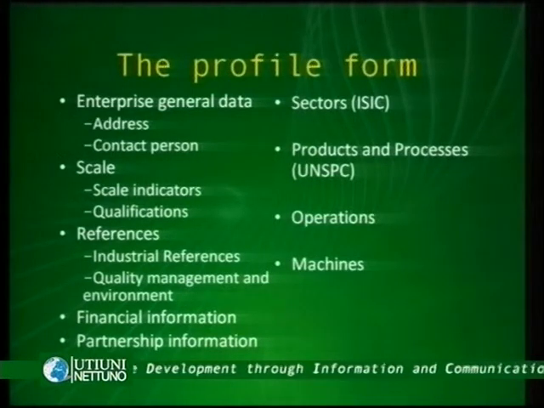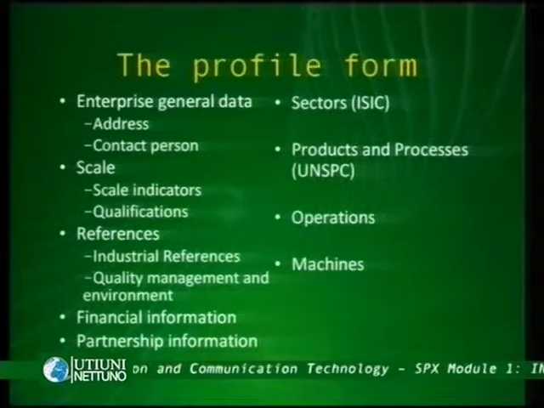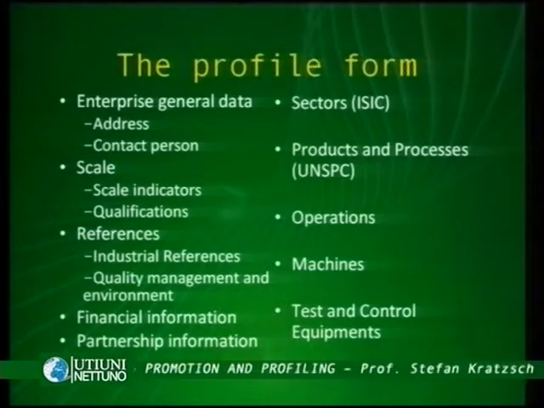Then next item collected in the profile form are the operations. So what kind of machinery does the subcontractor have? What kind of work is being done? What kind of raw materials and which quantity and quality is being used as raw materials is also collected in the profiling form. And then finally, any test and control equipment that the company has in place. So that means the description, the process capacity, the type and the model, the origin, the year of manufacture, the condition, the rate of utilization of the test and control equipment is also being captured in the profile form.